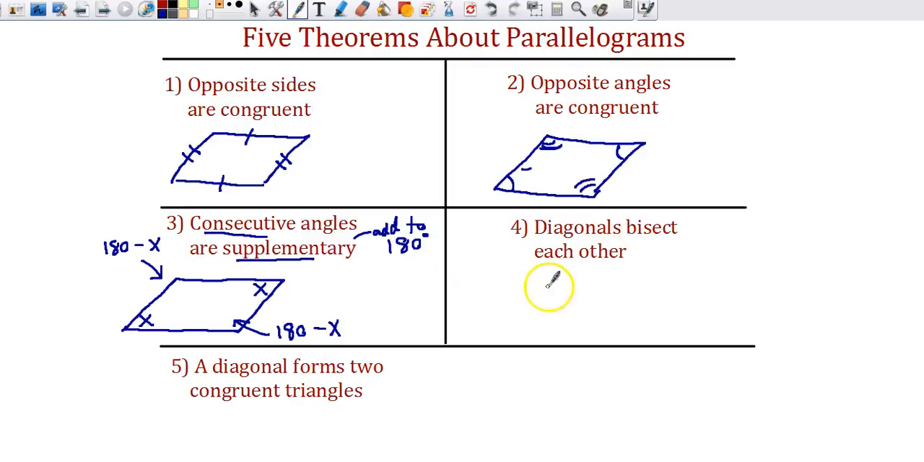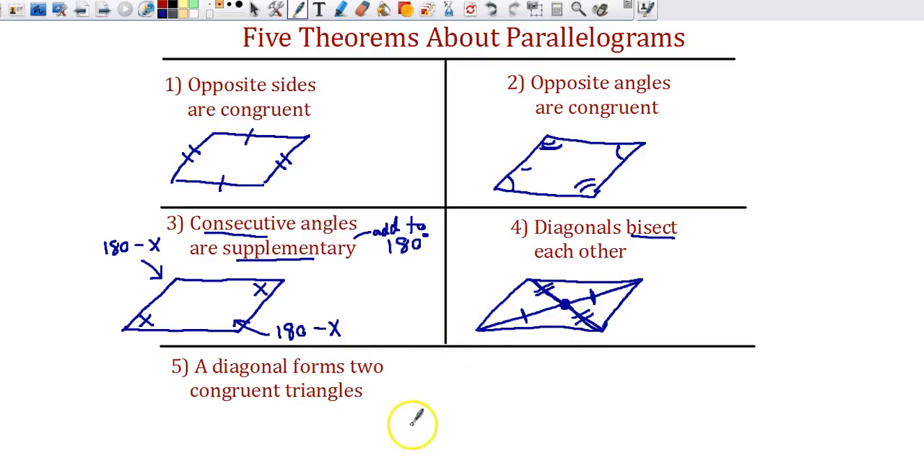Reason number 4, or theorem number 4, is diagonals bisect. Remember, that means cut in half. So to show that diagonals bisect each other, you're going to draw a picture. Diagonals are connecting the corners. And the diagonals aren't going to be congruent to each other, but they will meet each other halfway. So that segment is the same as this one. And this segment, it looks smaller in this diagram, but it is the same as that segment. So diagonals bisect each other, which means that this point is the midpoint of that segment and this segment.